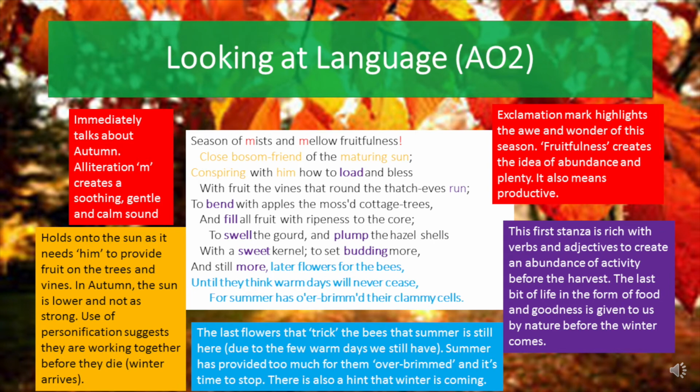So the very last flowers of the year, I suppose, trick the bees that summer is still here, due to those few warm days that we still have, but summer has almost provided too much of them. They're overbrimmed with it. It's now time to stop. It's like nature is saying this is the time to stop now because winter is on its way, and there it is, the hint that winter is coming.